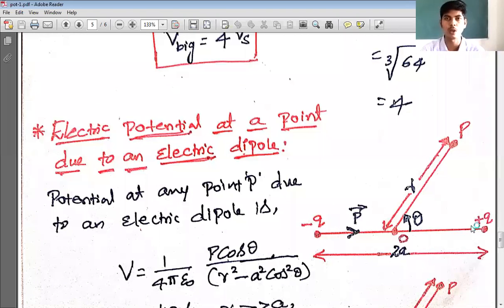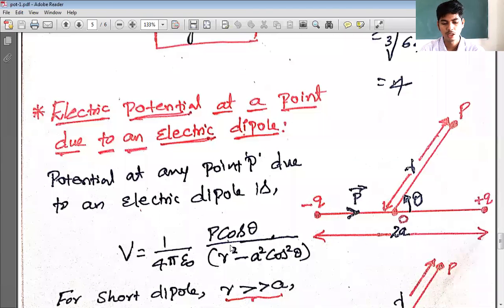This electric dipole also produces electric potential, and the electric potential at any point P due to this electric dipole is given by V is equal to 1 by 4 pi epsilon naught, p cos theta divided by r square minus a square cos square theta. Potential at point P due to this dipole is 1 by 4 pi epsilon naught p cos theta divided by r square minus a square cos square theta, where p represents the electric dipole moment of this dipole.